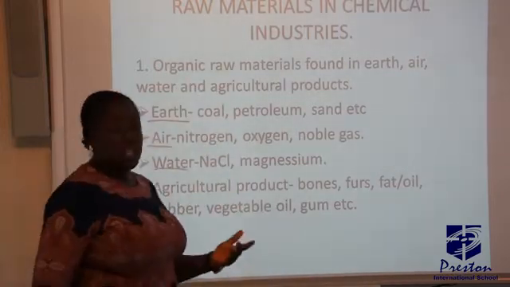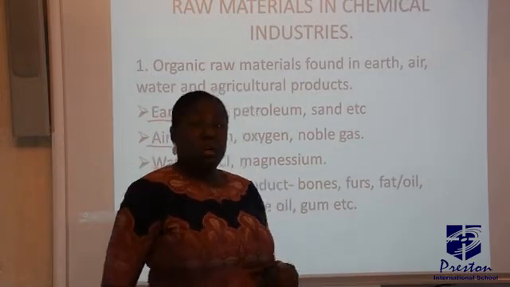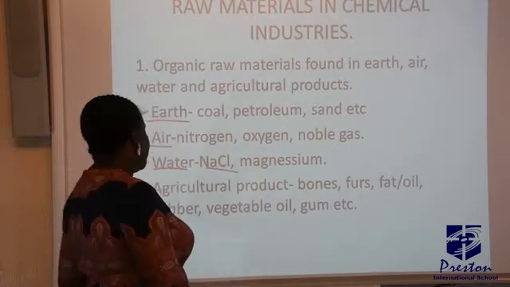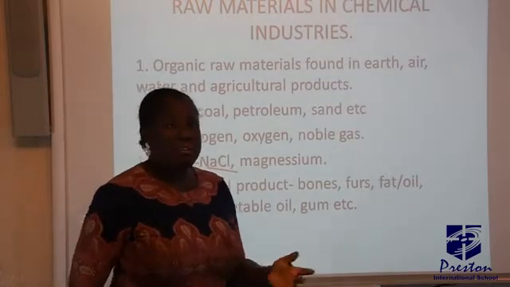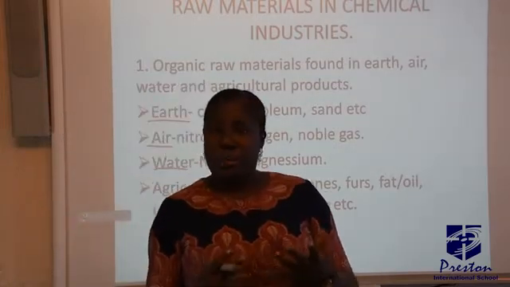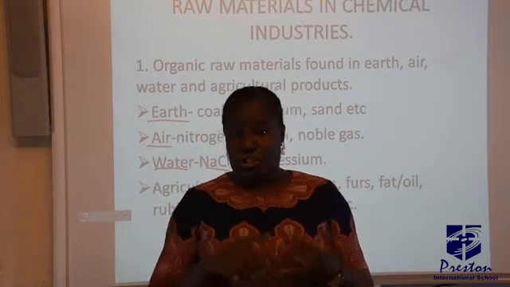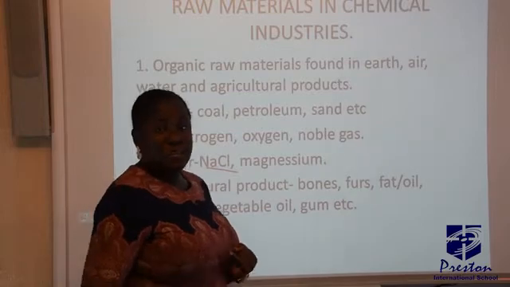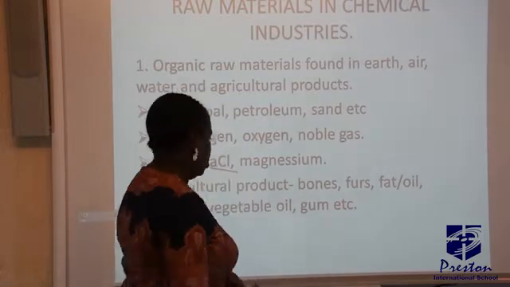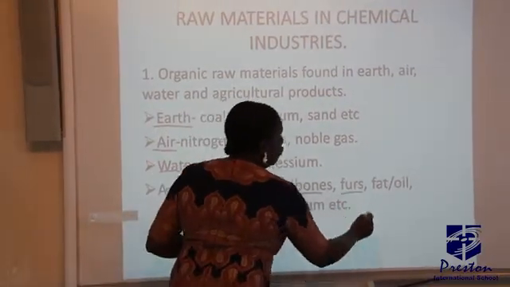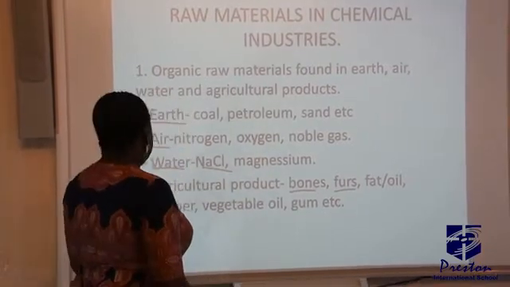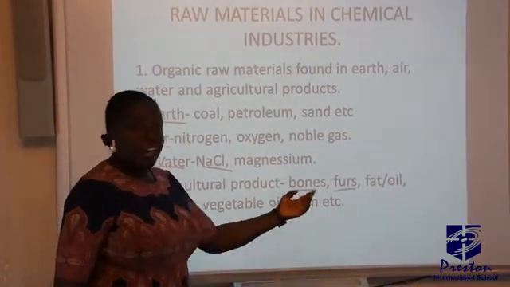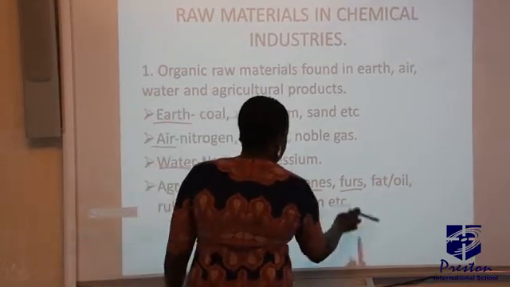From water, the seawater, you can get constituents like sodium chloride, you can get magnesium. From agricultural products, now these agricultural products, I'm going to talk about it in two ways. One, you can get some from plants, you can get some from animals. Example of materials that can be gotten from animals, you can get the bones, you can get the furs, the fat, and the oil. Then from the plants, you can get rubber, vegetable oil, gum, etc.